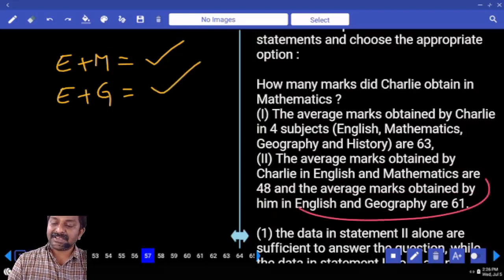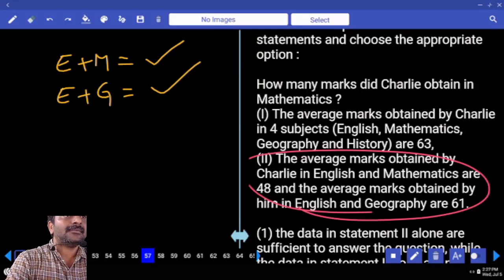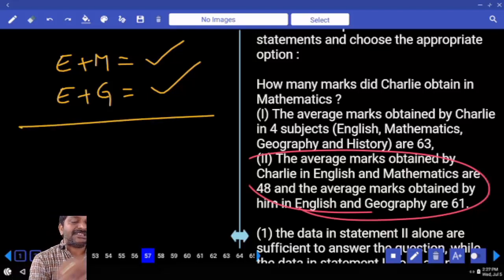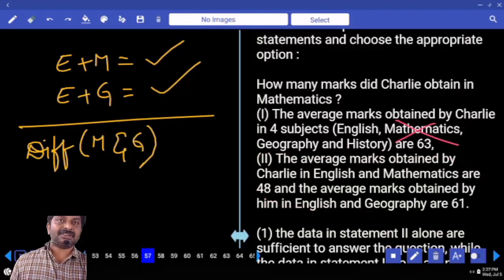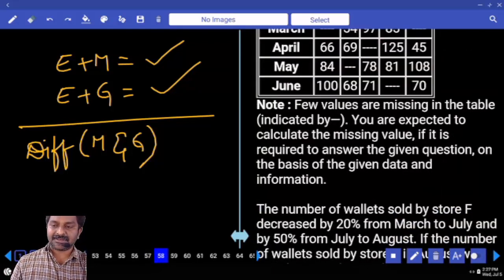So can you answer the question by using the first information? Can you answer the question by using the second information? Why? Maths alone we want, so we need to have marks in either English or geography. Yes. That information is not there. Using the second information, what can we conclude? We can calculate the difference of marks obtained in maths and geography. That's what we can calculate, nothing more than that. So hence 1 alone is not sufficient, 2 alone is not sufficient. Can you get the answer by using both? No. Answer: neither 1 nor 2 is sufficient to answer the question.